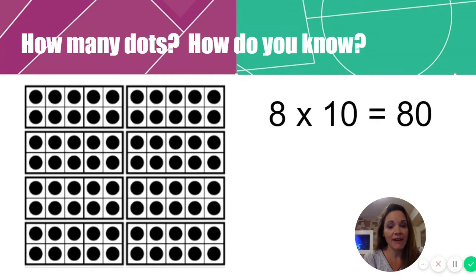Here we see 80 dots. There are 8 filled out 10 frames. 8 times 10 equals 80, or 10 times 8 equals 80.